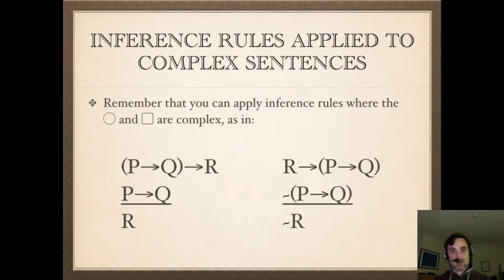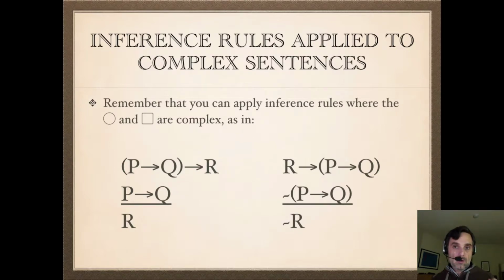So we can make these complex applications. The antecedent might just be if P then R, and also P, and then we get to write down R. But also if P then Q, then R, and if P then Q, we get to write down R. So that's a point we're going to need to hold on to as we go forward. Okay.